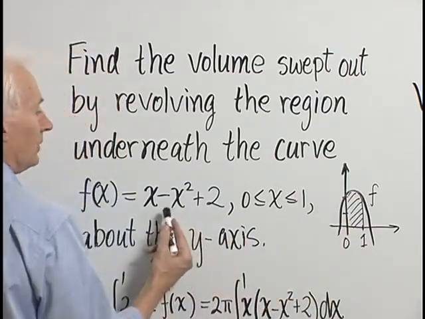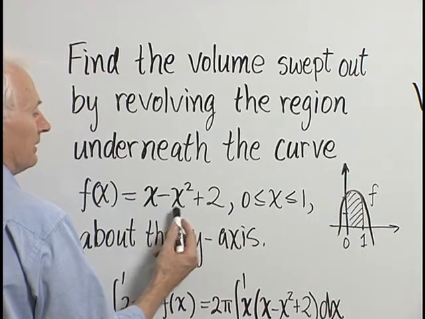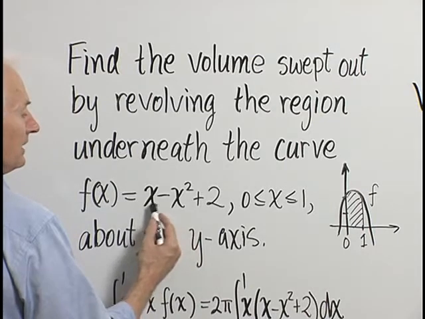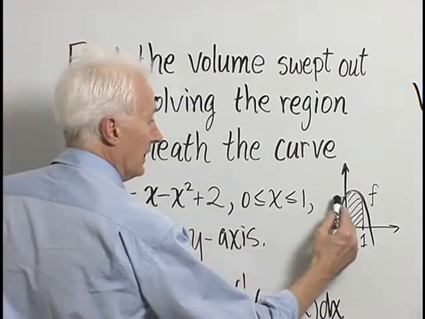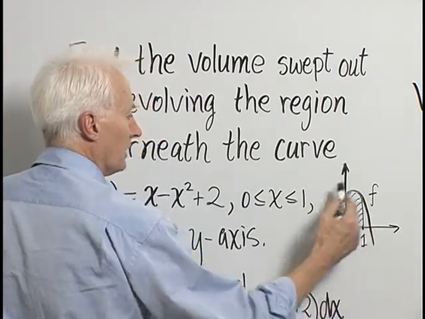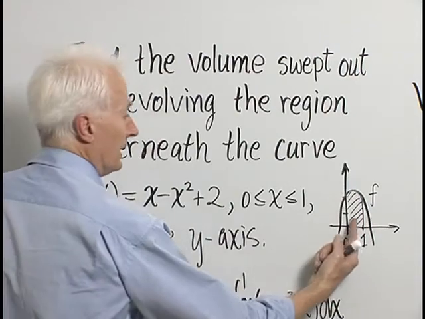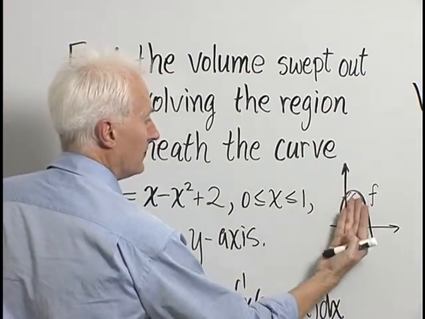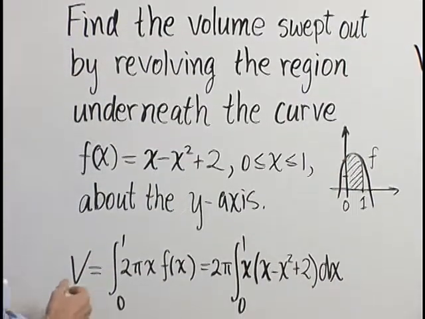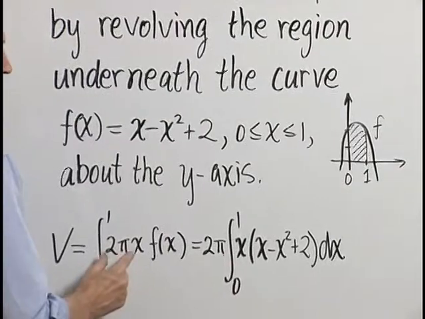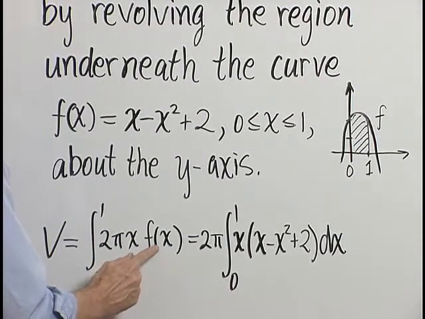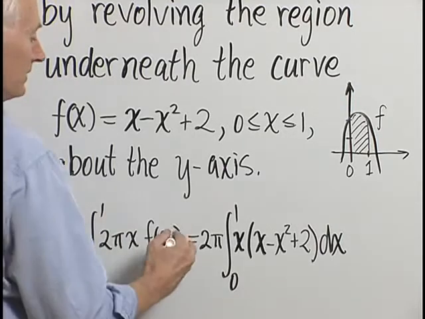Notice when x equals 1, we get the value 2, because 1 minus 1 squared is 0, and when x equals 0, we get 2. In other words, it's crossing here at height 2 when x equals 0 and x equals 1. And so there's the picture of the region, and we want to find the volume obtained by revolving that about the y-axis. So in this case, the c is 0, and we're just going to get the integral from 0 to 1 of 2 pi x times f of x, well, dx, of course.